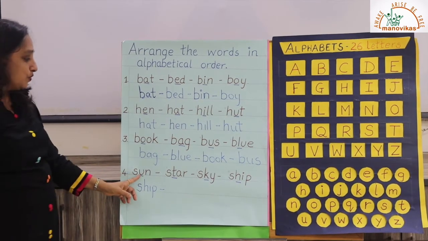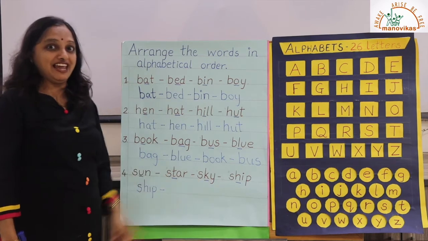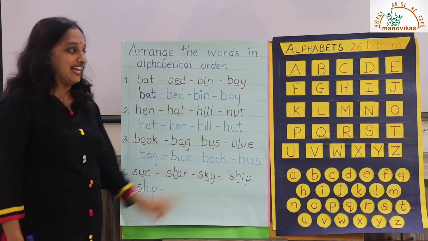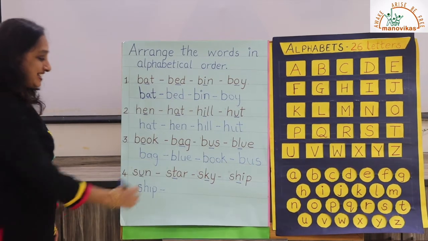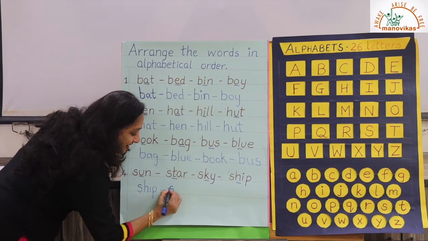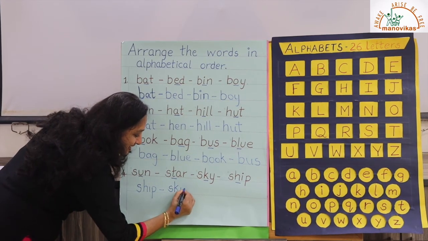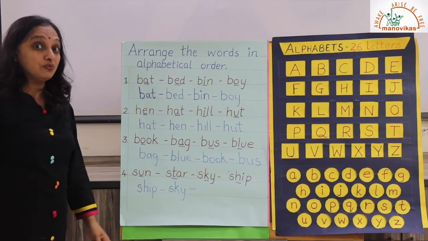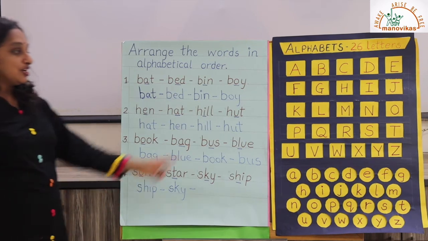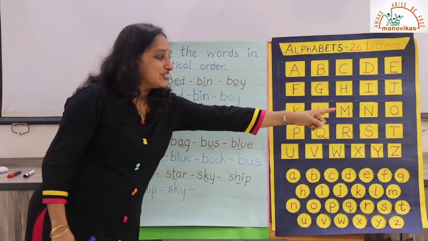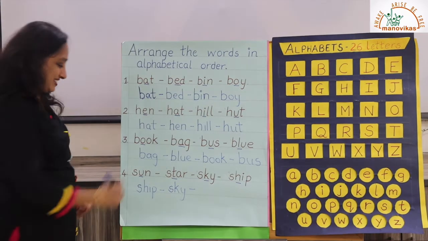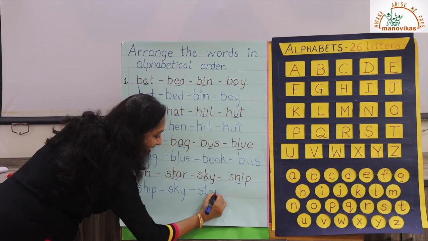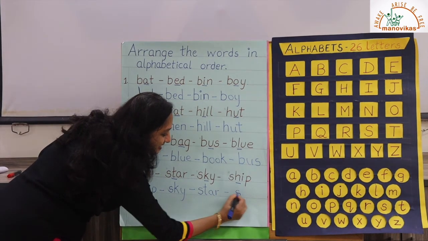Then we have U, T and K. Which letter comes first? U, T and K. So yes, it's K. So sky. Then we have U and T. Which comes first? So T comes first. So we write star. And then sun.